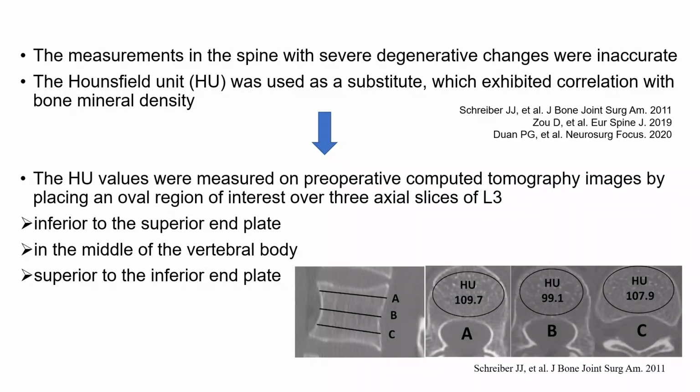The measurements in the spine with severe degenerative changes were inaccurate. Thus, the Hounsfield unit was used as a substitute, which exhibited correlation with bone mineral density. The Hounsfield unit values were measured on preoperative computed tomography images by placing an oval region of interest over 3 axial slices of L3: immediately inferior to the superior end plate, in the middle of the vertebral body, and superior to the inferior end plate.